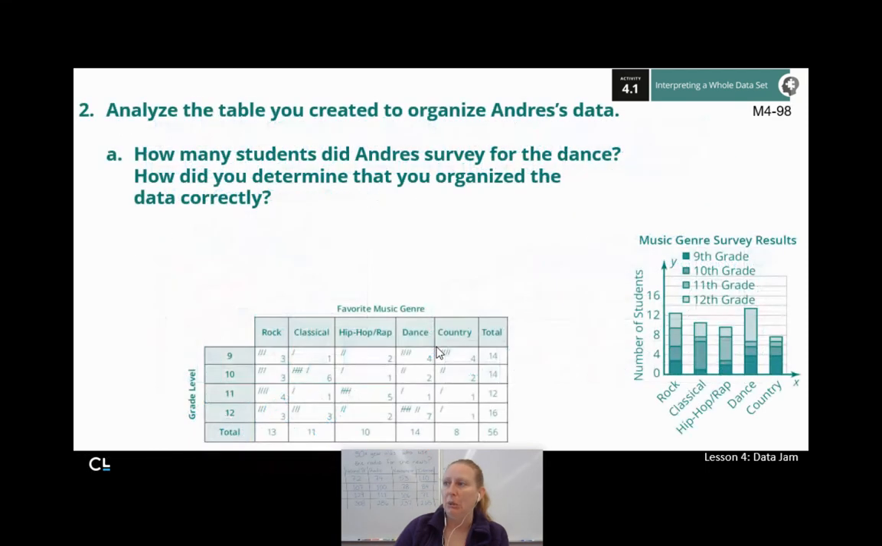So, can you just take a moment here to analyze this data? We have this table we created to organize Andre's data. We also made a graph to go with it. On page M4-98, I've got 4 questions for you, A, B, C, and D. Can you take a look at your table and your graph, and analyze this data and answer these questions? Go ahead, hit pause, answer the questions, and hit play when you're ready to check your work.